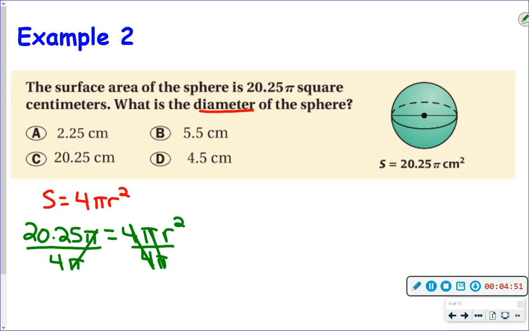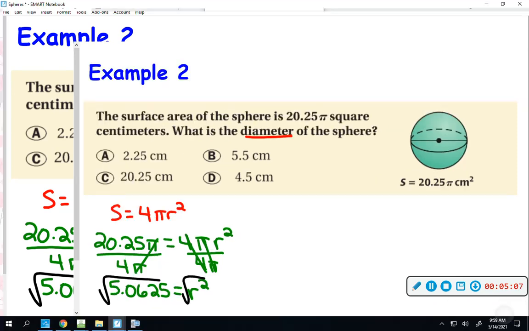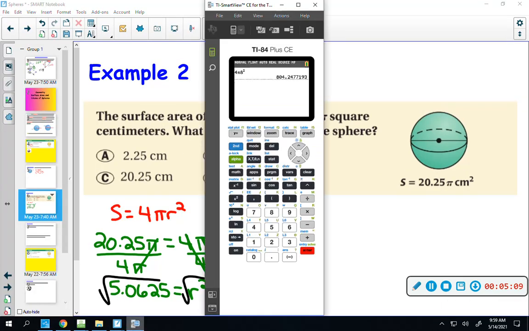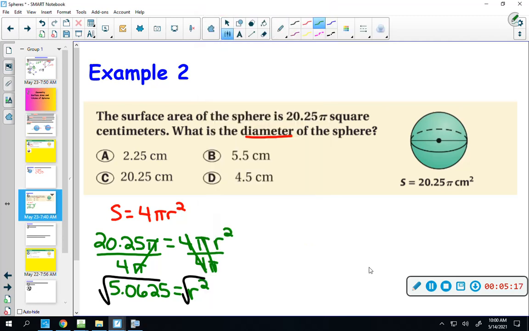So in my calculator, I did 20.25 divided by 4. And I got 5.0625. So last thing I have to do to get my radius, of course, is get rid of the squaring with the square root. So I typed in the calculator the square root of 5.0625. I'm just going to do that quick to show you. I'm sure you know how to type that in. And if you rounded it to like 5.1, clearly that's fine. So I have r is 2.25.